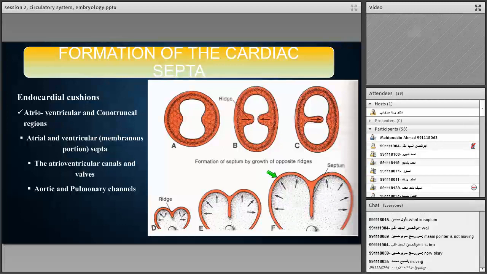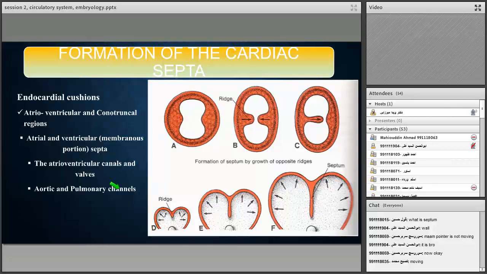Okay, the conotruncal region. And also, in these locations, they assist in the formation of atrial and ventricular septa. Listen, please. In the atrioventricular and conotruncal regions, the endocardial cushions are forming atrial and ventricular septa, or the atrioventricular canals and valves, and also aortic and pulmonary canals. So these are forming these parts.